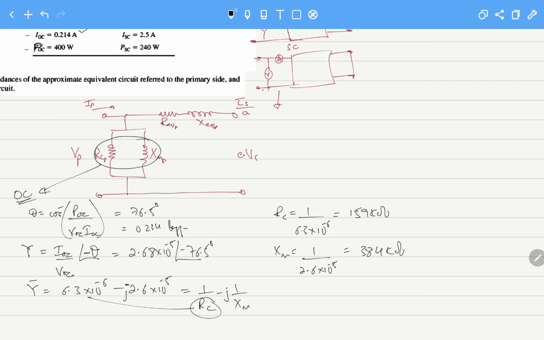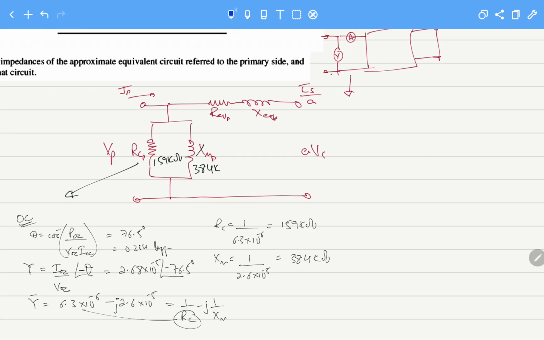So by using the open circuit test, we were able to calculate the value of the core resistance, which corresponds to the losses in the core, and the reactance 38.4 kilo ohms, which shows the magnetizing effect of the core.